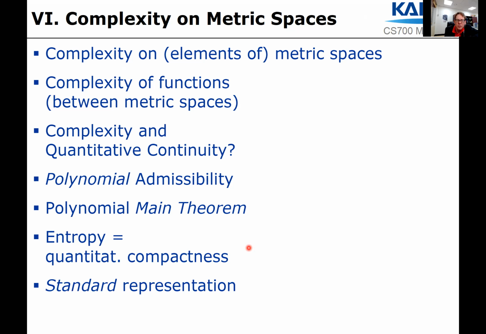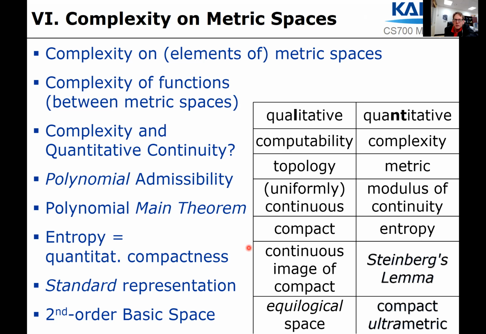And we proved that every compact metric space has a standard representation, which is a particular case of polynomially admissible representation, a quantitative version of the Kreitz-Weyrauch theorem, that every second countable T0 space has a qualitatively standard representation. And for spaces of exponential entropy, such as function spaces, we would extend our list of basic spaces from Cantor and Baire space to second order basic spaces.